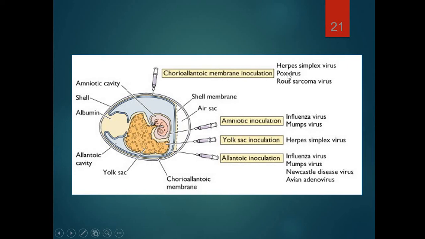Chorioallantoic membrane inoculation with herpes simplex virus, pox virus, or Rous sarcoma virus. Amniotic inoculation with influenza virus and mumps virus. Yolk sac inoculation with herpes simplex virus. And allantoic inoculation with influenza virus, mumps virus, Newcastle disease virus, and avian adenoviruses.